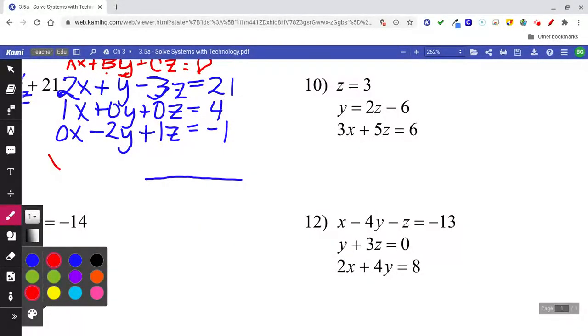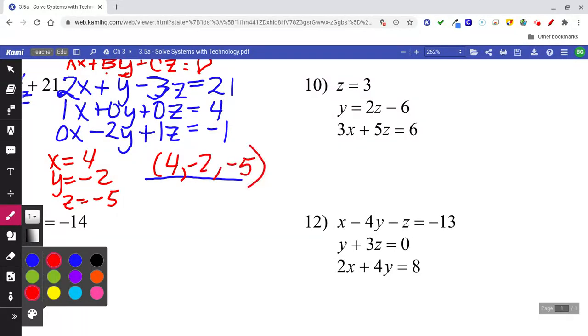So you can either write x equals 4, y equals -2, and z equals -5 like that, or you can write an ordered triple. Notice it's not an ordered pair. There are 3 numbers here. You can write it like that.